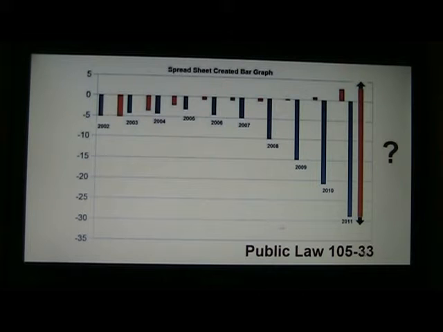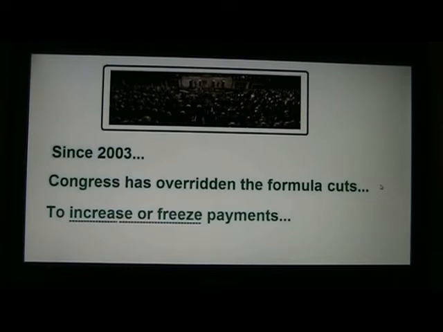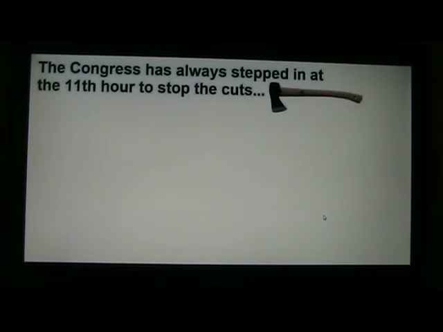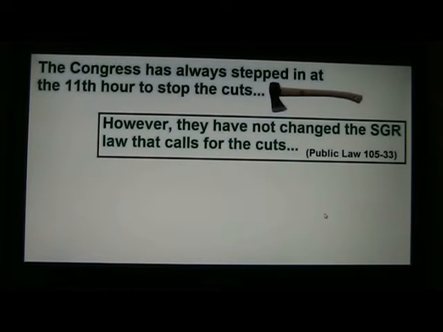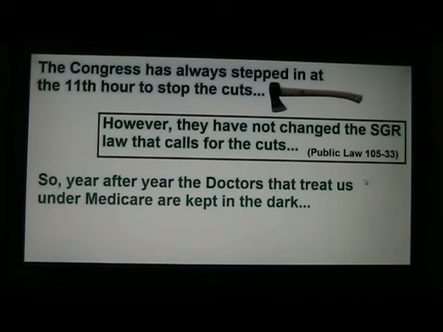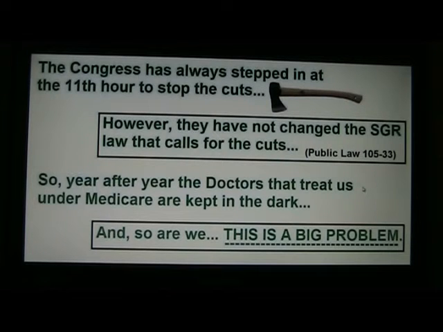Now, Public Law 105-33 covers this, and the folks that dole out the money will make this cut if the Congress doesn't act to stop it. Since 2003, Congress has overridden the formula cuts to increase or freeze the payments. Now, the Congress has always stepped in at the 11th hour to stop the cuts. However, they have not changed the SGR law that calls for the cuts. That's Public Law 105-33. So year after year, the doctors that treat us under Medicare are kept in the dark. And so are we, and this is a big problem.